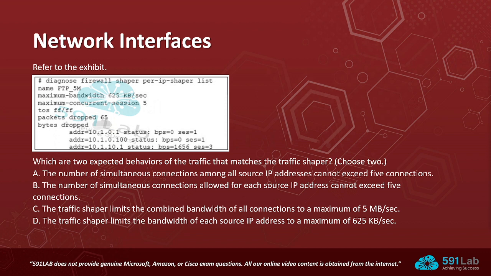There we have a question about network interface. We have a picture, and the question says: which are two expected behaviors of the traffic that matches the traffic shaper? We have to choose two answers. And the picture there is about the shaper that is configured on the firewall. That is the name of the shaper. We have a parameter that is the maximum bandwidth, and is this one, and we've got a maximum concurrent session.